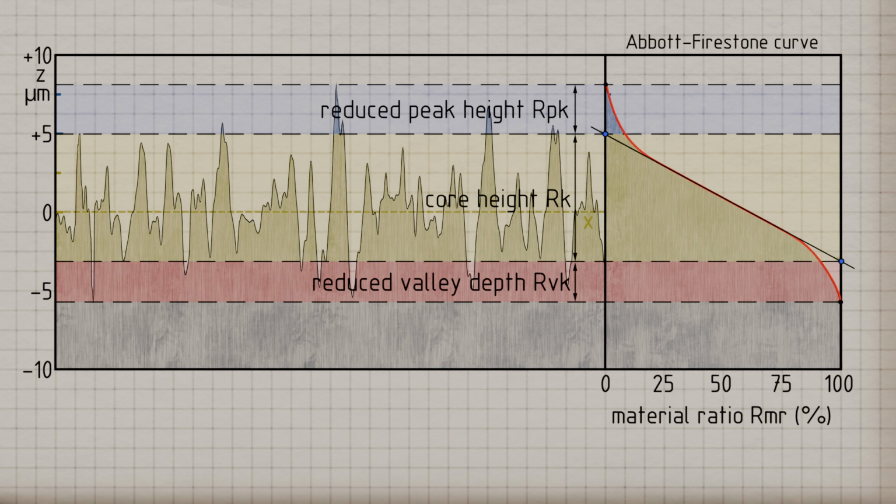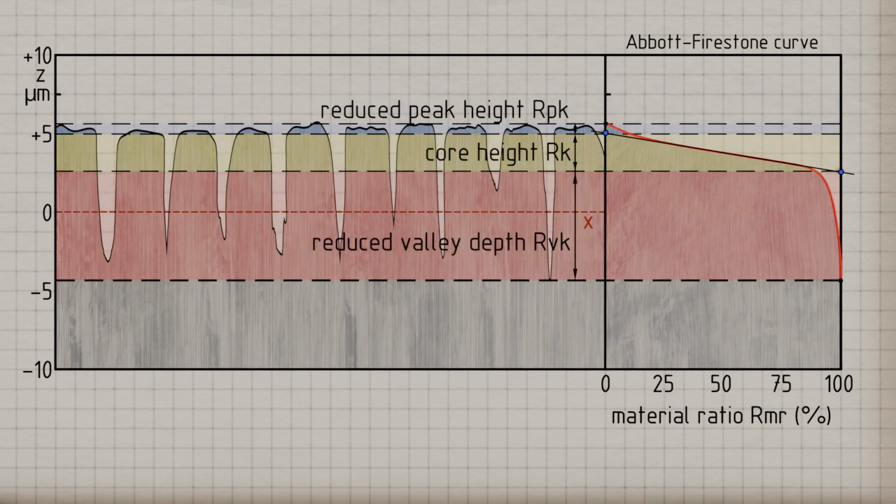For highly loaded bearing surfaces, the reduced peak height RPK should be as small as possible, as illustrated, so that the load-bearing roughness core profile is reached at a relatively shallow depth, preventing significant settling processes under load. Low reduced peak heights therefore indicate a rounded plateau-like surface profile.